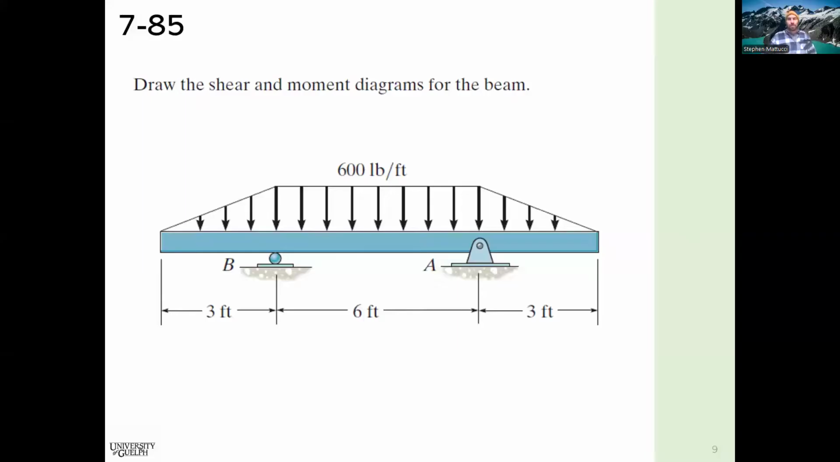Hello and welcome. Today we are going to be solving problem 7-85. This is from chapter 7. It's an internal forces problem, and beyond that, it's a shear and bending moment diagram problem. And so we can see in the problem, that's what it's saying. Determine or draw the shear and moment diagrams for this beam.